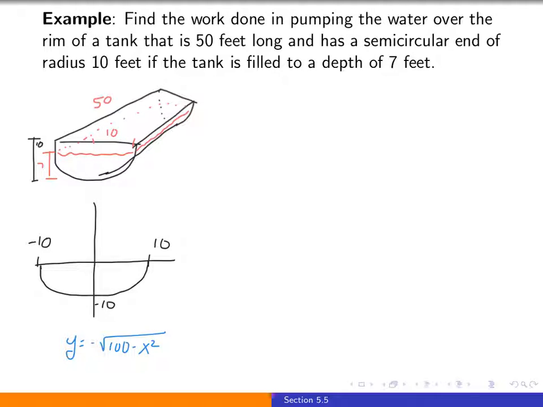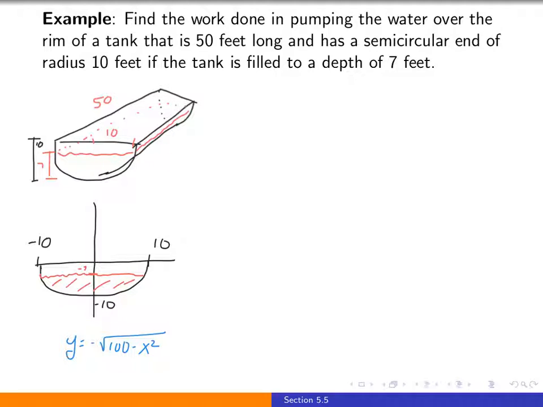And what we would like to know is how much work is required in emptying out this tank if we're starting off with 7 feet of water in it. If we have 7 feet of water, that means that the top of the water to start is at y equals minus 3. Okay, and we need to pump it up to the top.